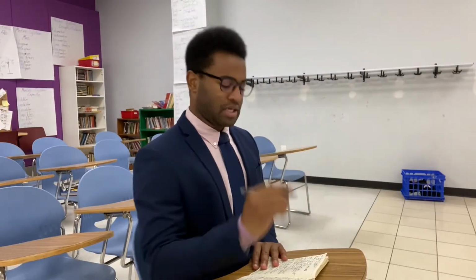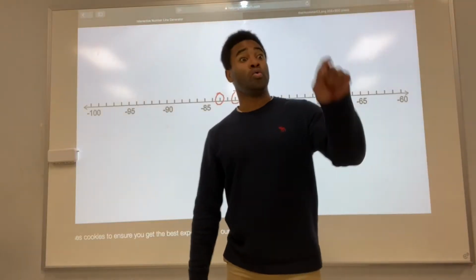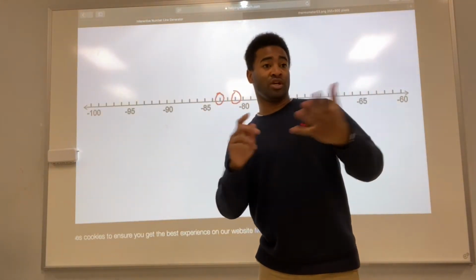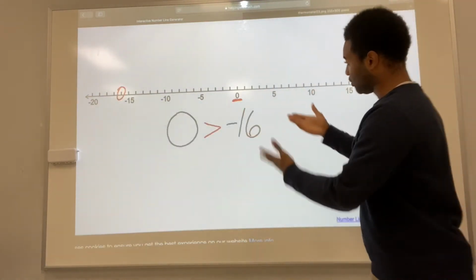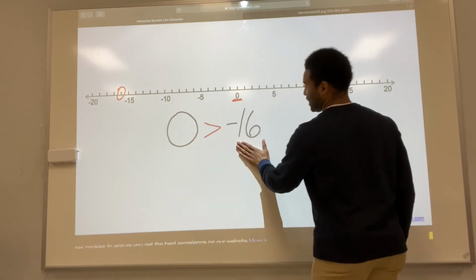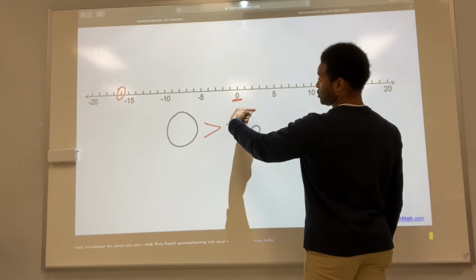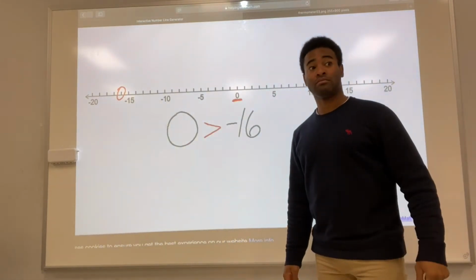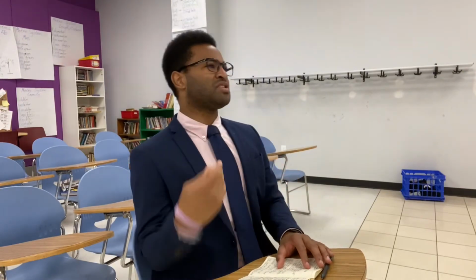Oh, I see. Okay, but Mr. Cross, what about 0 and negative 16, dude? Ooh, good one. On the number line and in a number sentence using greater than, less than, and equal to, that looks like this. So here we have 0 is greater than negative 16. And if you look at our number line, 0 is further to the right than negative 16 is.